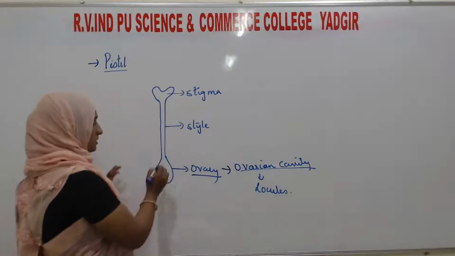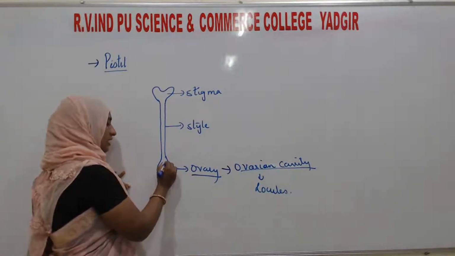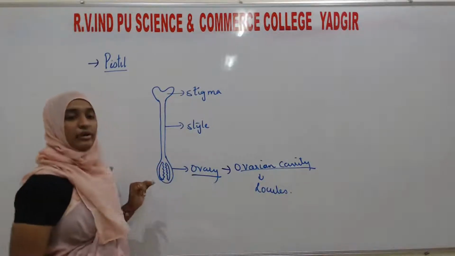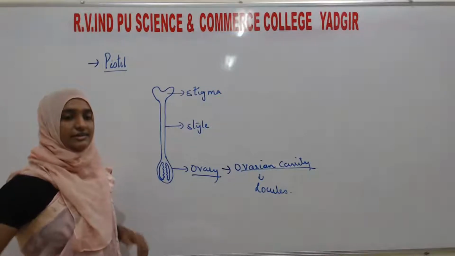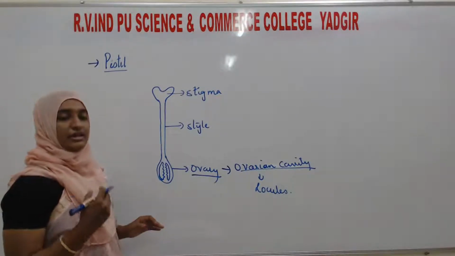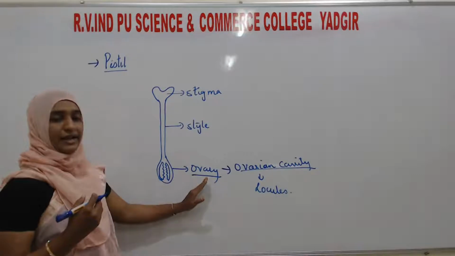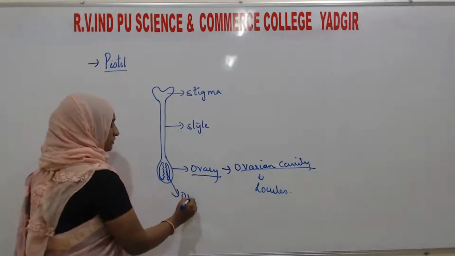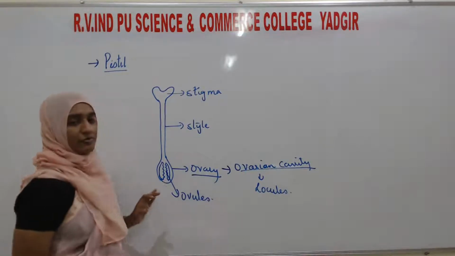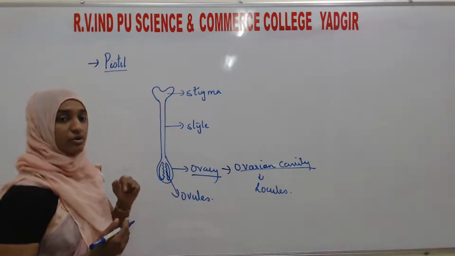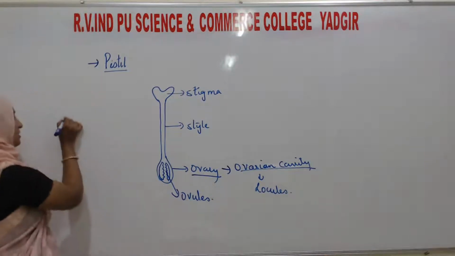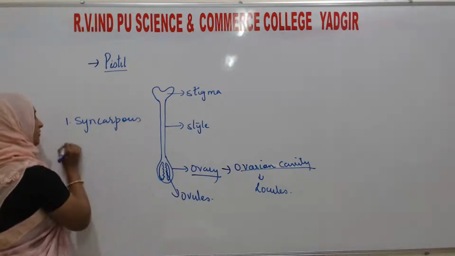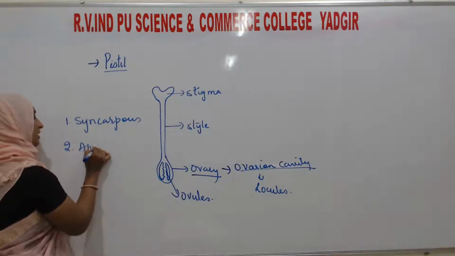Here in the ovary there is a ridge of tissue, known as the placenta. The placenta attaches the ovary with the ovules. Inside that there will be ovules. Besides that, we had studied two terms: syncarpous and apocarpous.